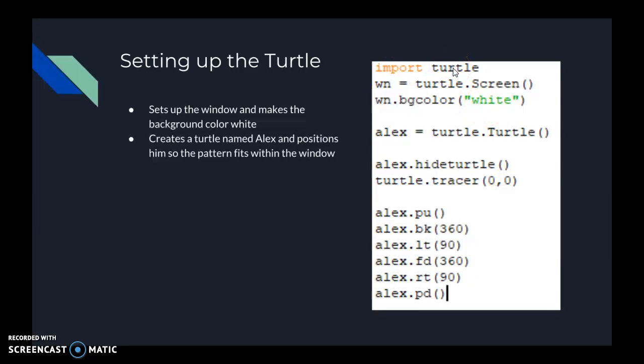If we move on here, we're going to set up the turtle, and we're going to import turtle so that we can actually start drawing in Python. The next line of code sets up the window and the background color to white, and I created a turtle named Alex, which draws the actual picture itself. These two lines of code are important because they make it so that it instantaneously draws the whole pattern without taking a long time. And these 6 lines of code down here position the turtle so that when the pattern is being drawn, it will fit within the window.